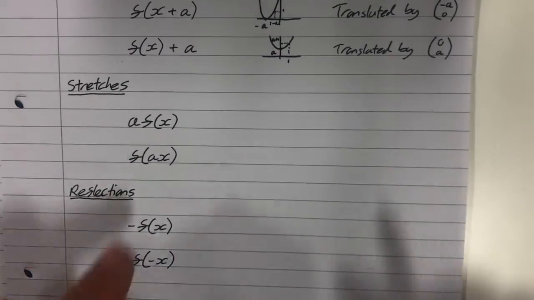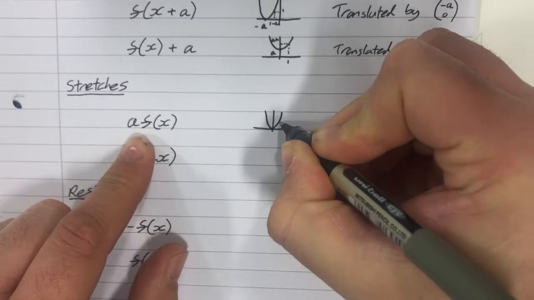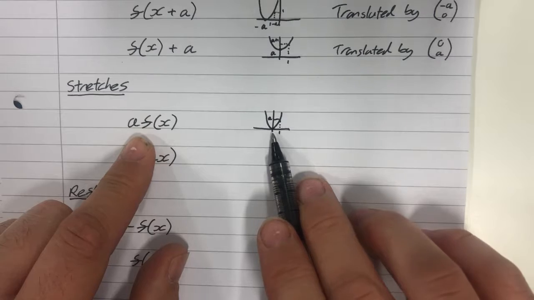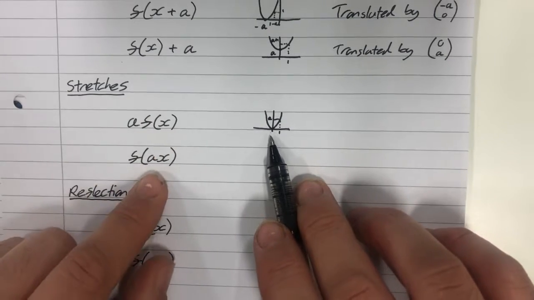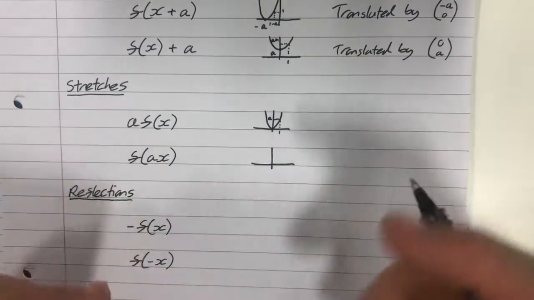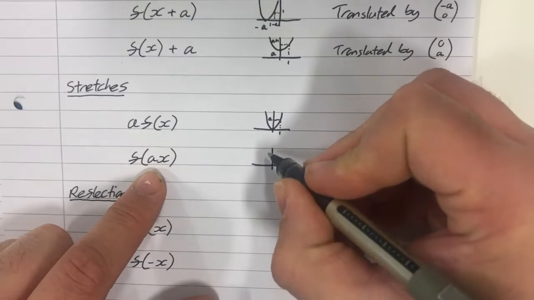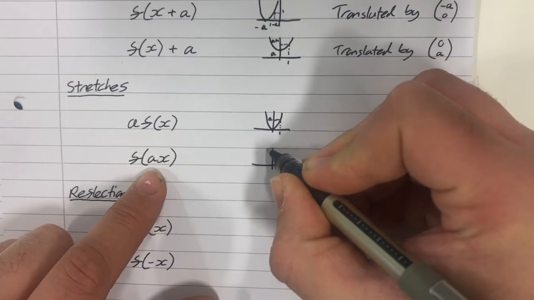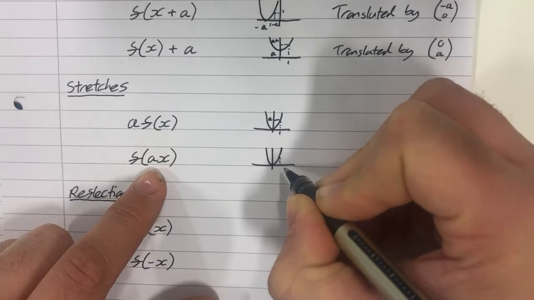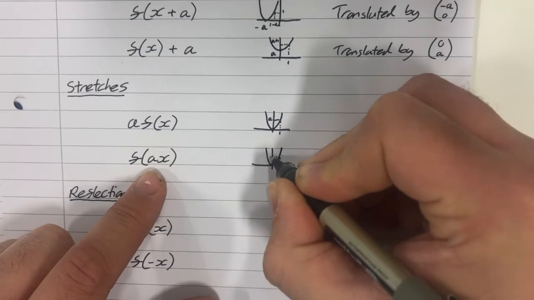Similar is true then for stretches. So in the y direction, you're going to stretch it up by a scale factor of a. The point 1, 1 is now going to be the point 1, a, but the turning point is still at the origin. But again, for the x direction, it's going to squash it in the x direction by a scale factor of a, which is the same as a stretch of 1 over a. So it's still going to look like that. But now the coordinate that was 1, 1 is now going to be 1 over a, 1.